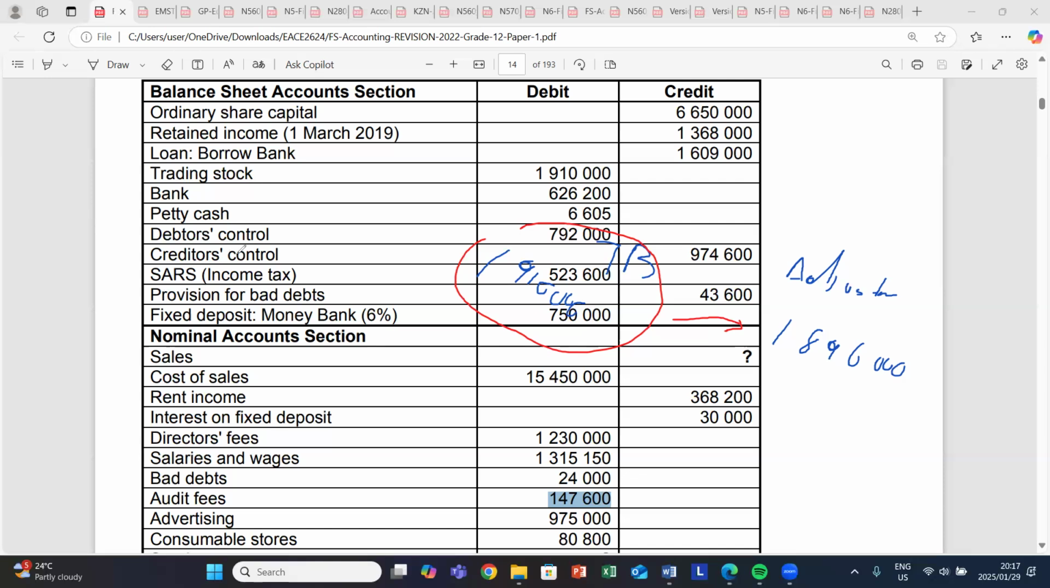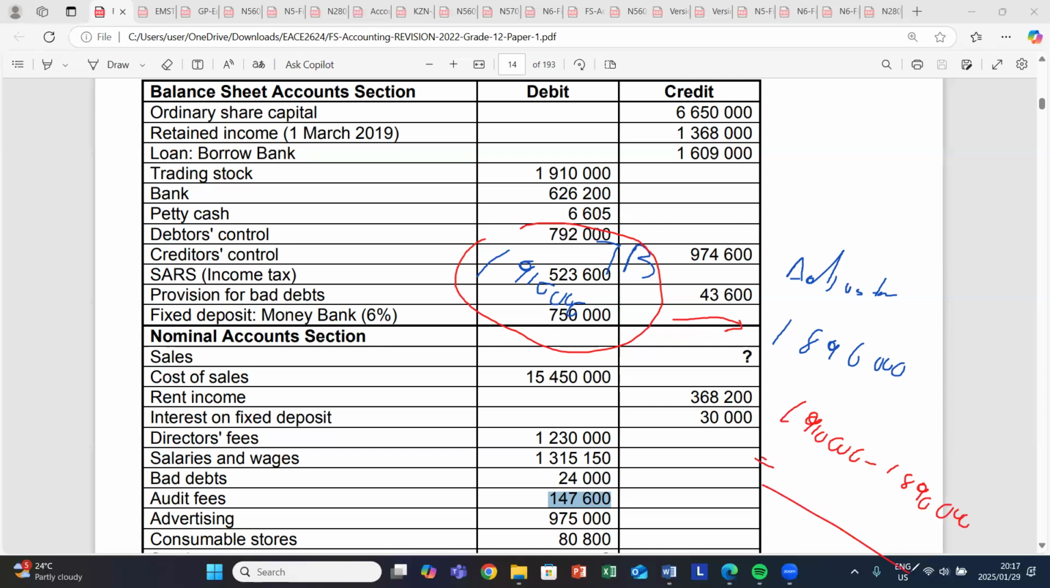So how are you going to do that? We'll say 1,910,000 minus 1,890,000. And then the value that we get there, we will call it trading stock deficit.